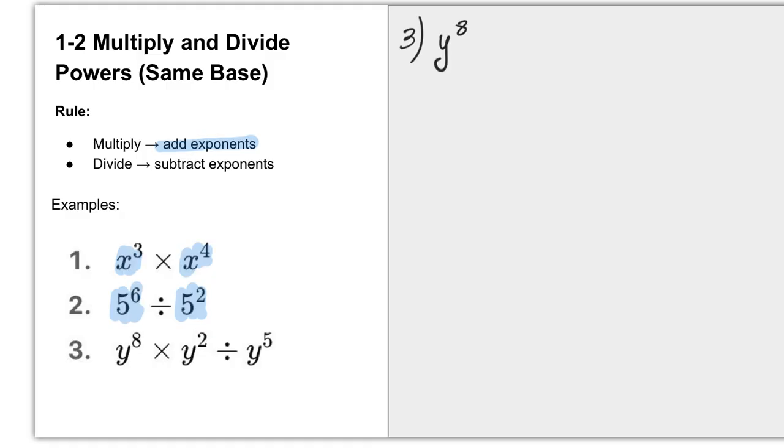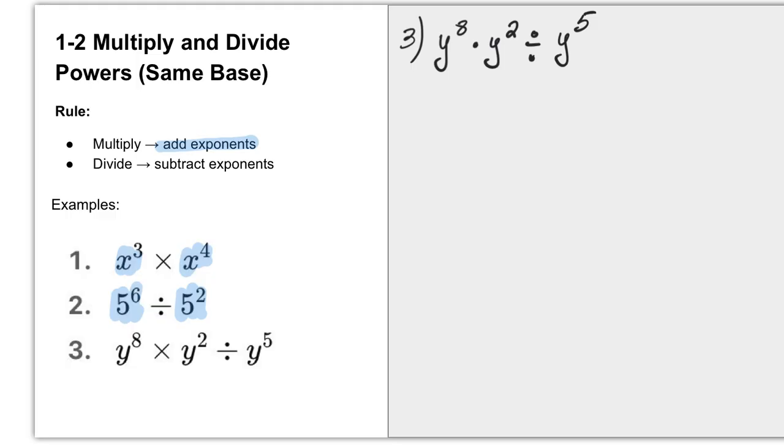Y raised to the 8th power times y raised to the 2nd power divided by y raised to the 5th power. This seems a little bit more complex, but again, we're going to use our knowledge about the exponent rules. So multiplication means that we're adding the exponents. Then for division, we're going to subtract the exponents. Of course, we're going to follow the order of operation rule and start from left to right.